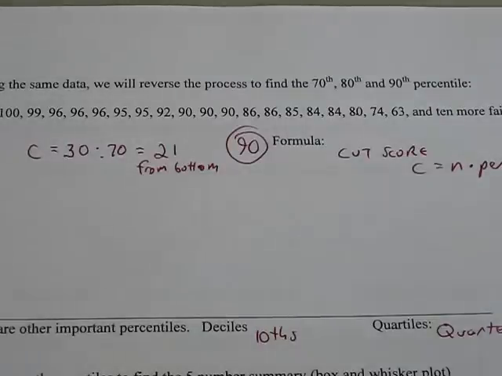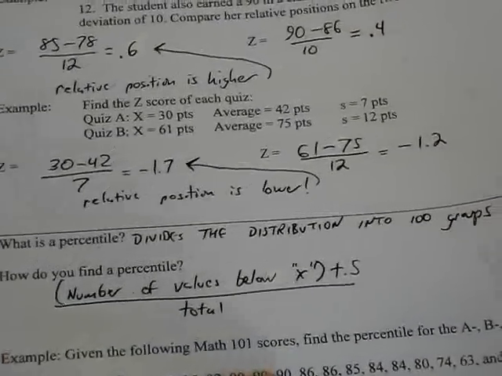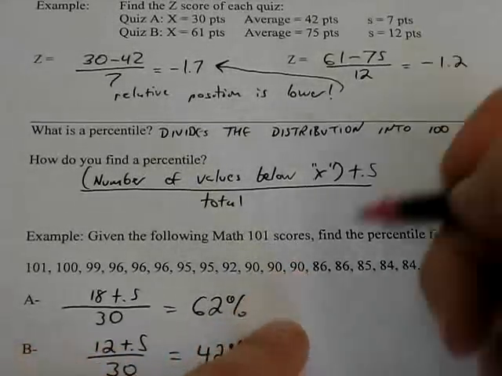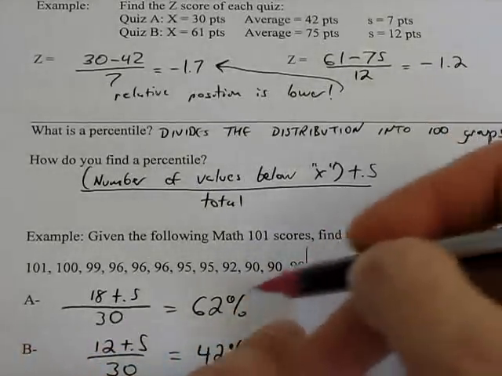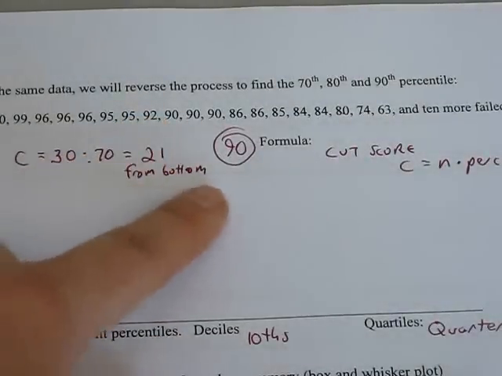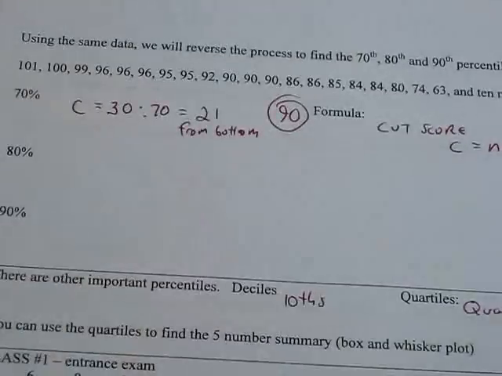You can see that getting below a 90 was 62. Whoops, sorry. Getting below a 90 at this moment was getting a 62. Well, if you want to get that 90, you would be at the 70th percentile.